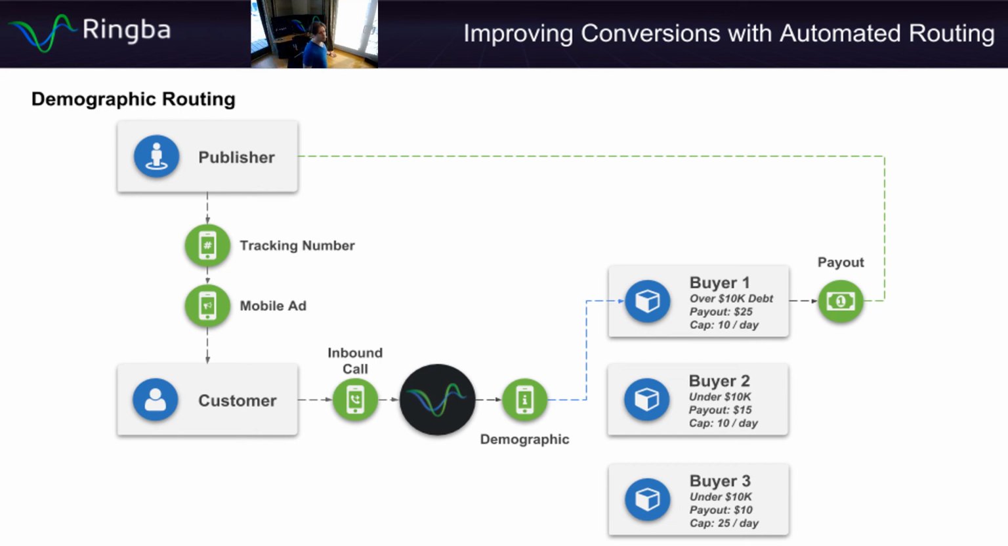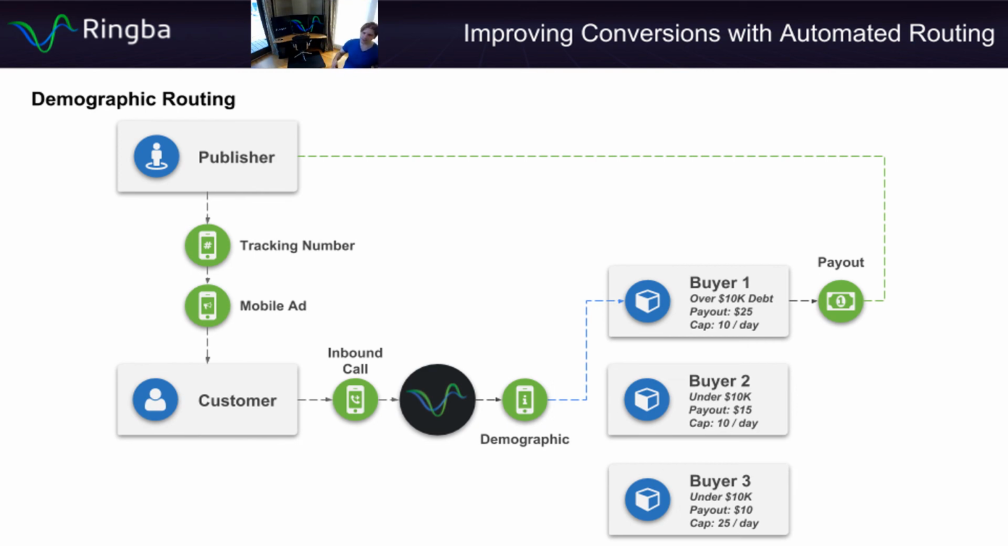So in this example, we have a publisher, or you, that is taking their tracking number, placing it on an ad somewhere. A consumer calls that ad, it goes through Ringba, and we qualify this person for over $10,000 in debt. Now, how do you do that? A lot of the time it's done with interactive voice response. So it's going to say, you know, thank you for calling Debt Busters. Please press 1 if you have more than $10,000 in debt. Please press 2 if you have less than $10,000 in debt, or whatever those options are.